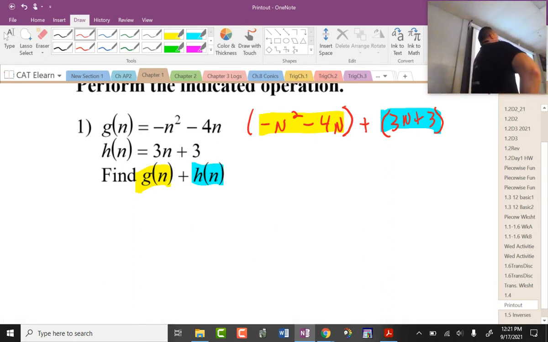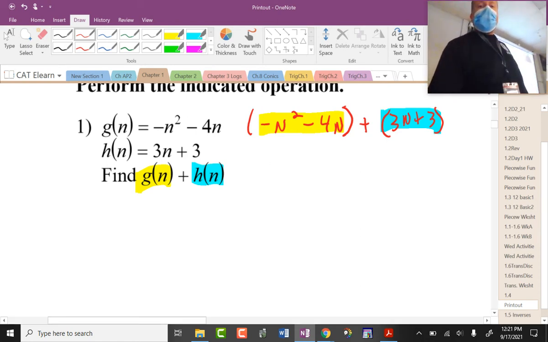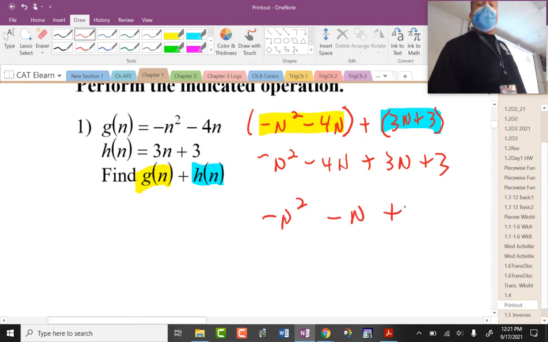Do the parentheses have any meaning? Yes or no? Do these parentheses have any meaning? They don't really. They're just showing the replacement. Don't write this, but in your mind, you should say, okay, I really didn't need those. So really all this is an add like term thing. And then I end up with negative n squared minus n plus 3.